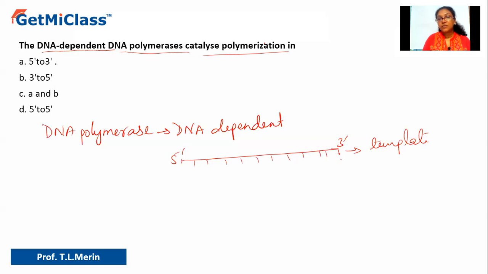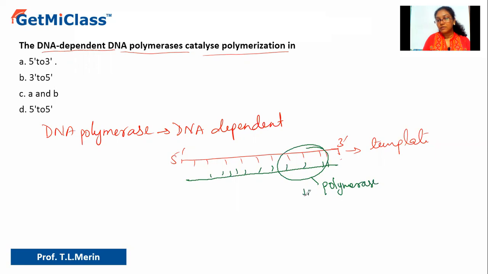because the new strand will be what? The new strand will be complementary. Whatever the nitrogen bases are there, it will be complementary to that. This is newly synthesized DNA. So the DNA polymerase, we call it DNA dependent because it is dependent on the DNA template to synthesize the new DNA. That is why this is called DNA polymerase.